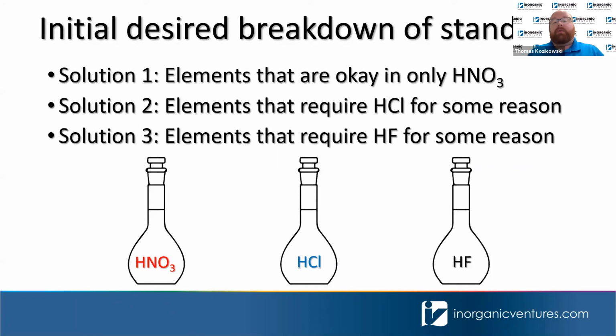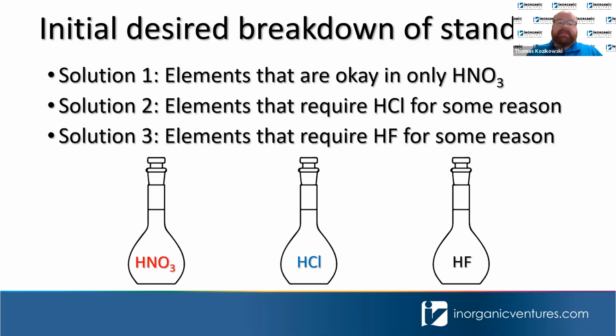So solution 1, we wanted to be for the nitric elements, the ones that do not care about nitric acid. They're perfectly happy, don't need any other acid to remain stable. And that's a majority of them. Solution 2, we wanted for the ones that required HCl for some reason. And solution 3, we wanted for the ones that require HF.